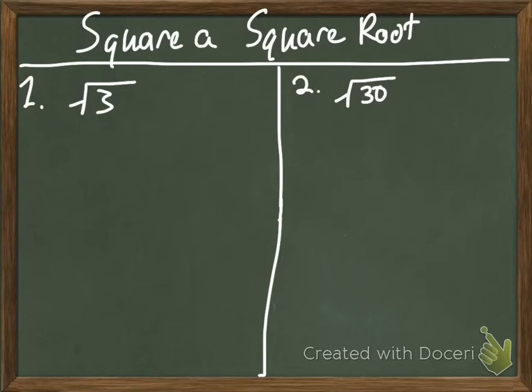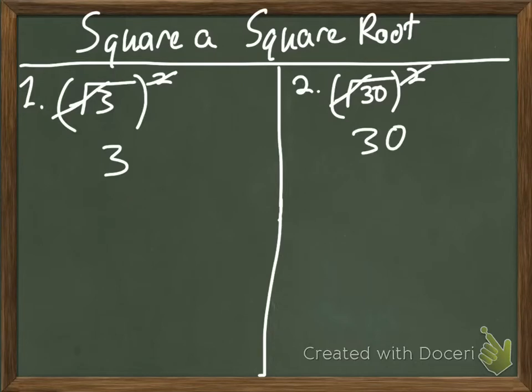So what happens when we square a square root? Number 1, here we have the square root of 3. Well, I'm going to square it. And squaring a square root is like addition, subtraction, multiplication, division. They're like opposites of each other, so they're going to cancel each other out. So if you square a square root, the square and the square root essentially disappear, and all you're left with is whatever is underneath your square root. Same thing over here with the square root of 30. We square it, and we're left with 30.